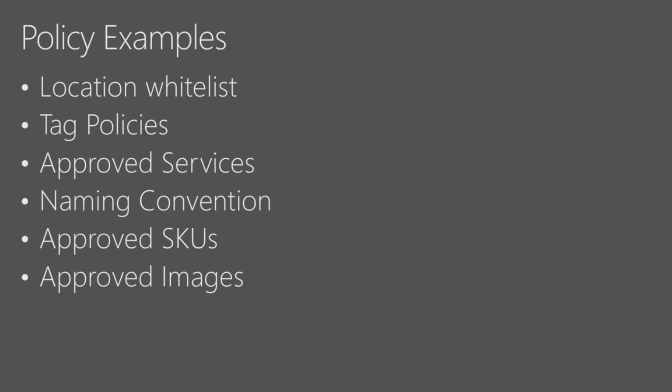So now let's look at real examples of policy definitions. I'll go over location policy, tag policy, approved services. You want to control the service catalog, and also naming conventions, approved SKUs, and images.